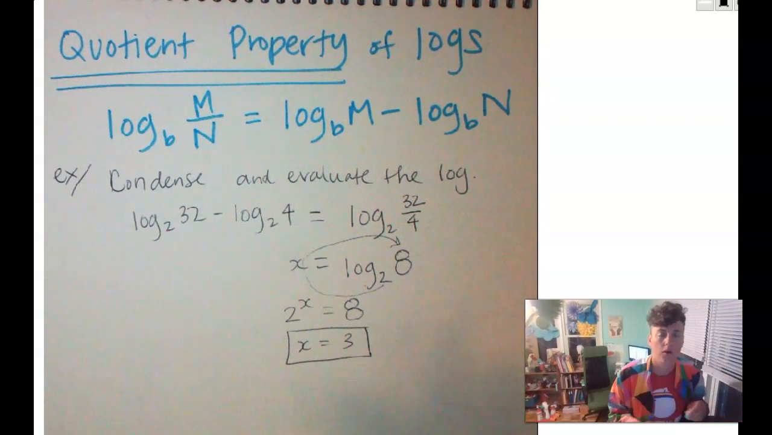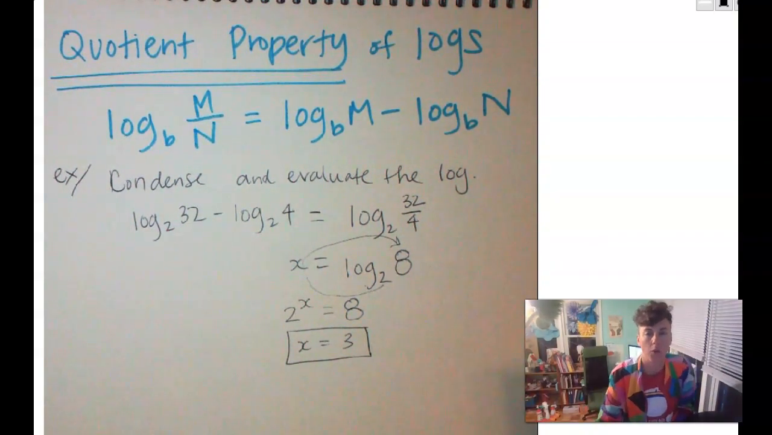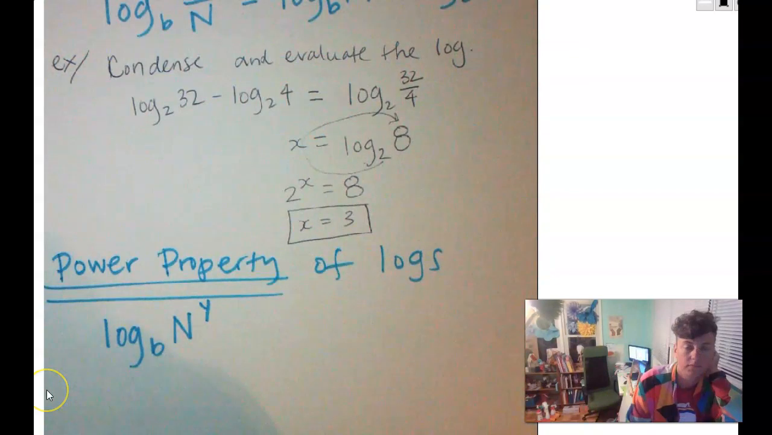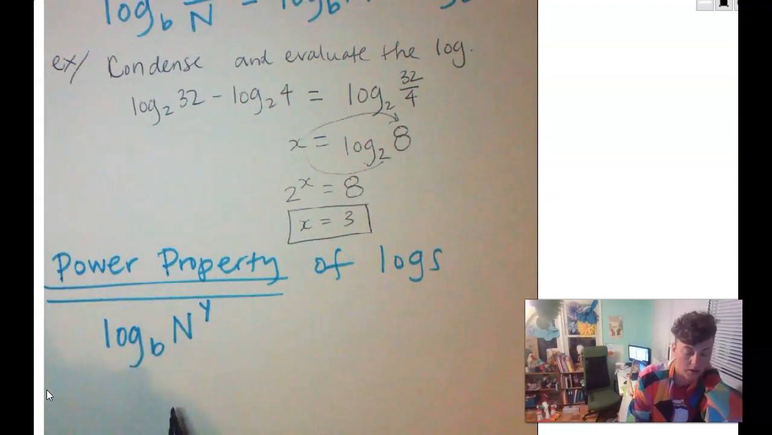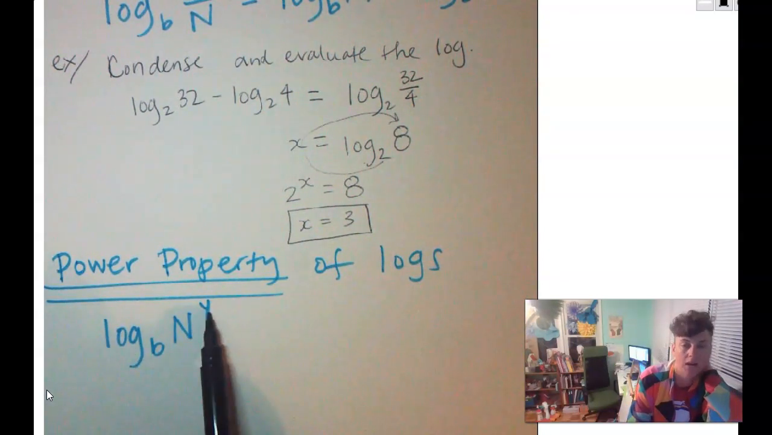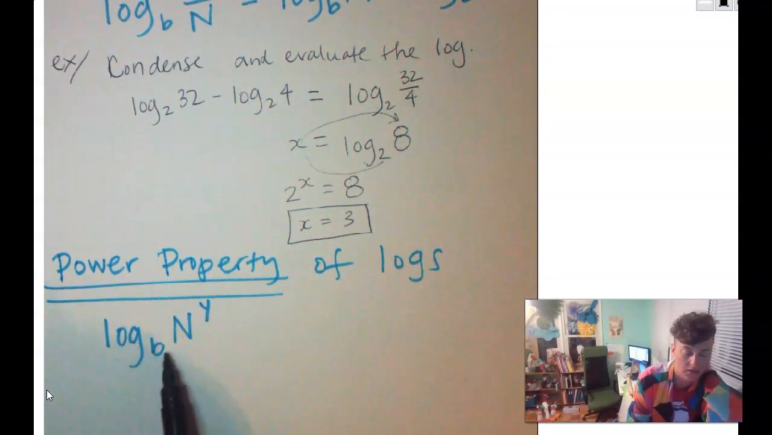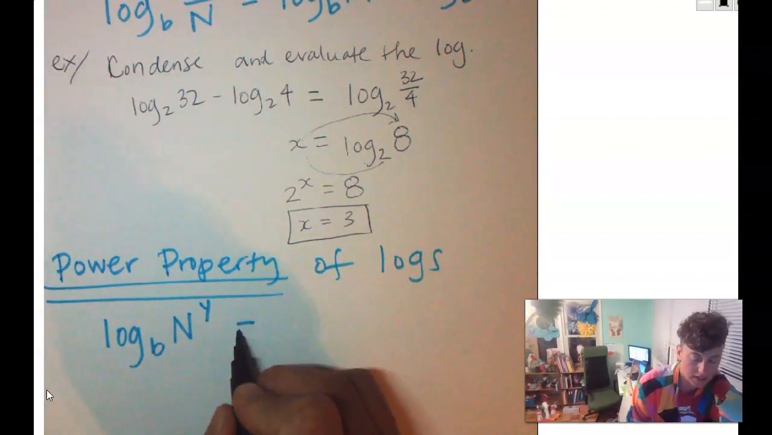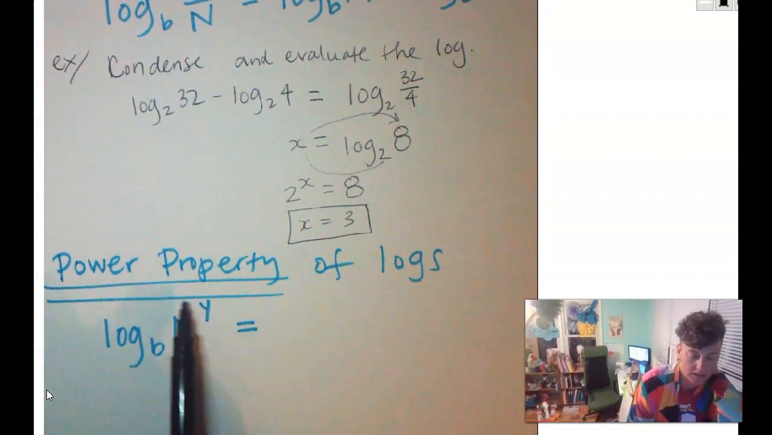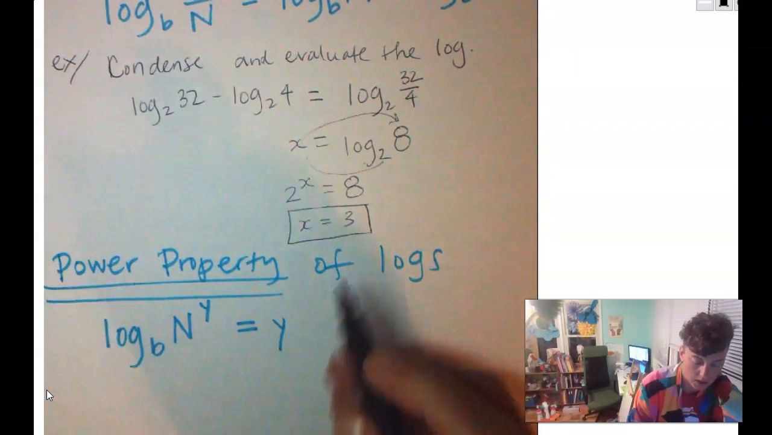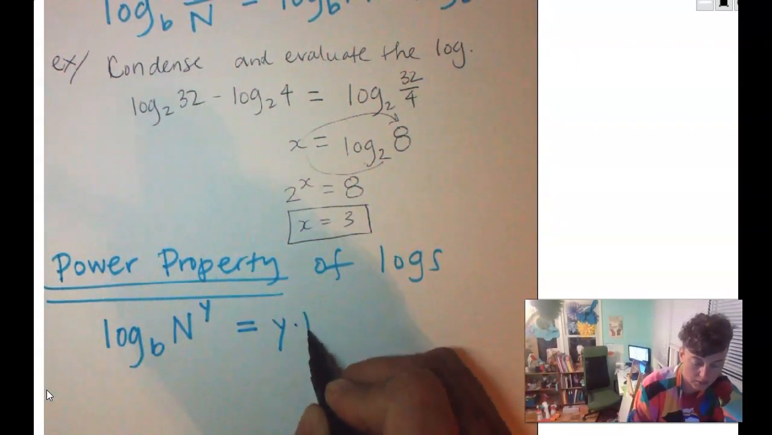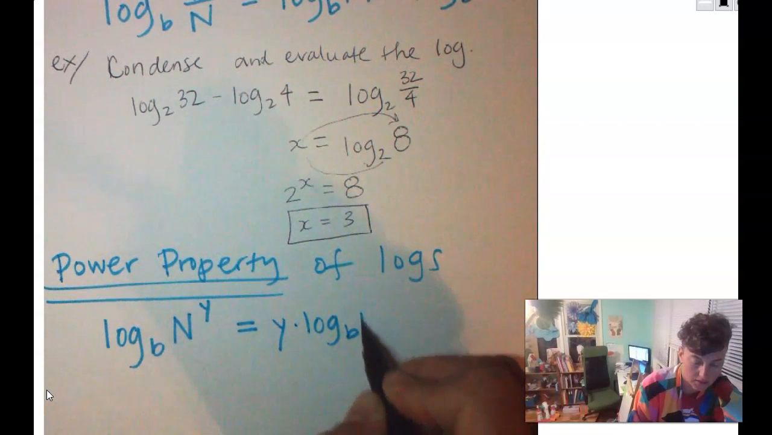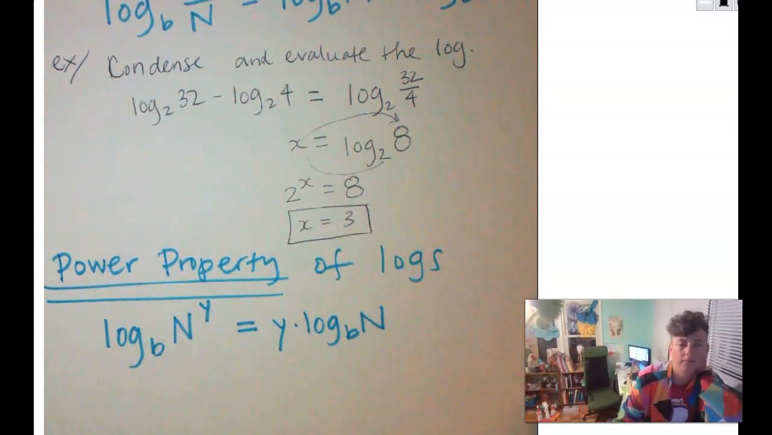We've got one more property called the power property. It's called the power property because our log here is to a power. It's log base b of n to the y. That is equal to, if the y was out in front, we just multiplied y by log base b of n. All right, let's do an example.